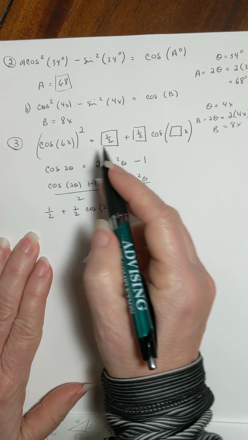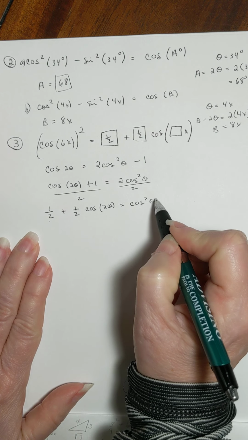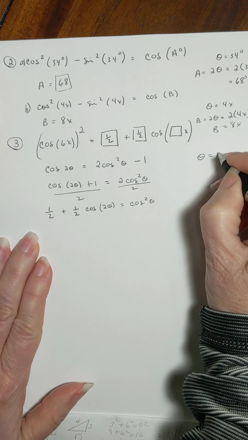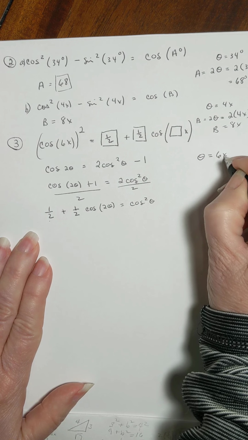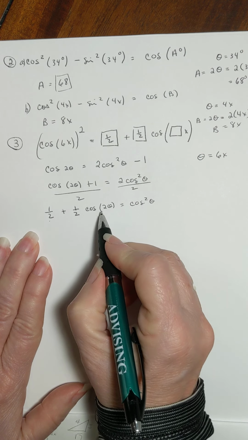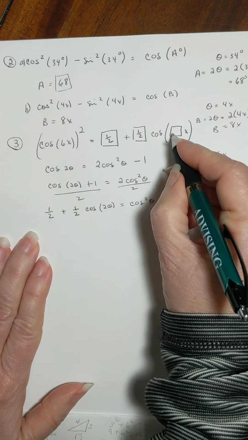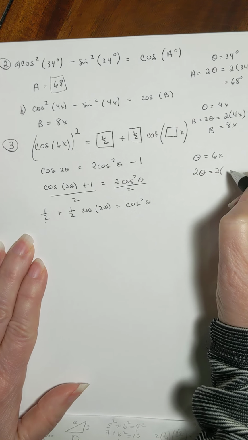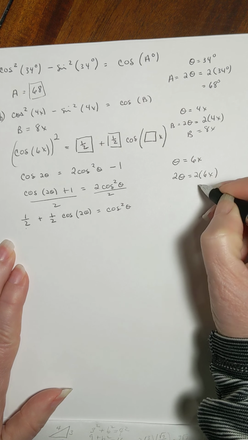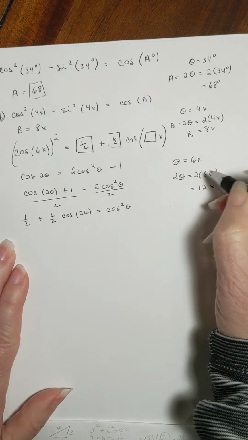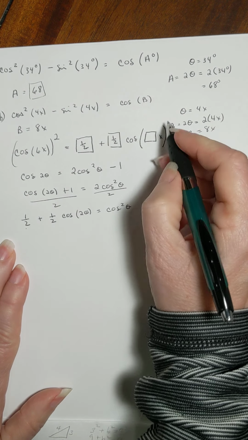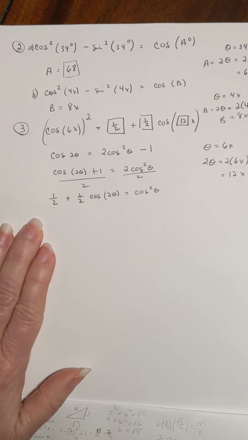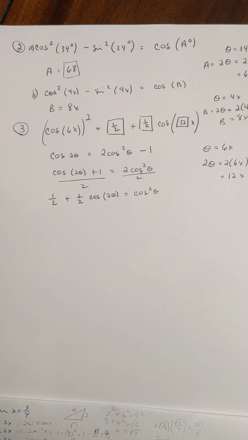Now, again, we have to say, well, what's usually here is theta. So in this case, theta is 6x. And so what do I want in here? I want 2 theta. So this little box is going to be 2 theta. So 2 times 6x would be 12x. Now be careful, don't write the x because the x is already there. So it's just going to be 12. Okay? So that is problem number 3.